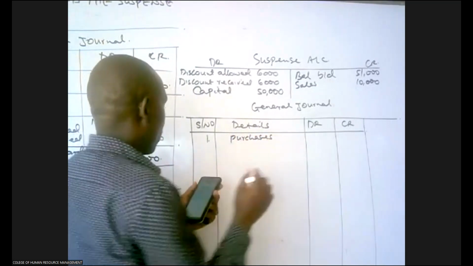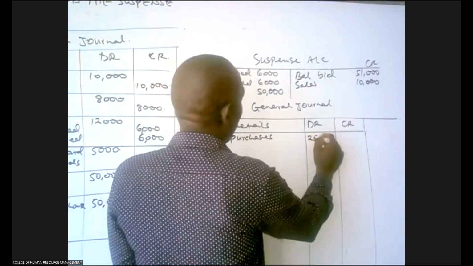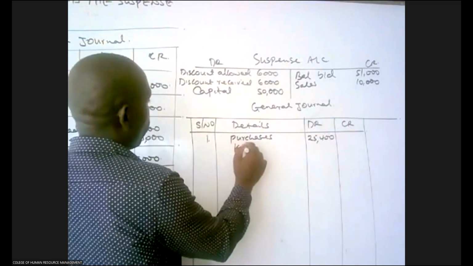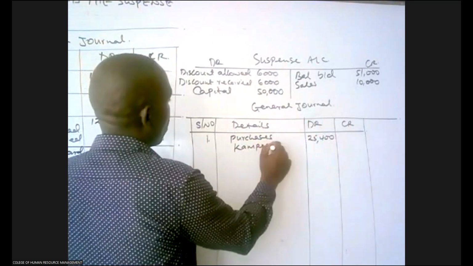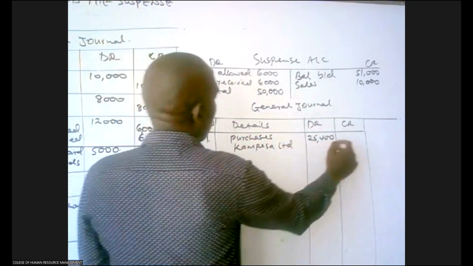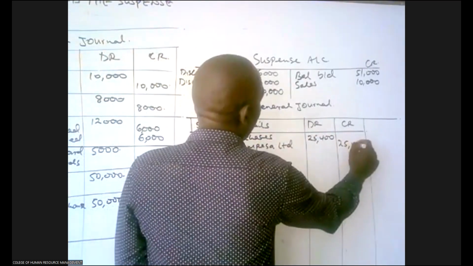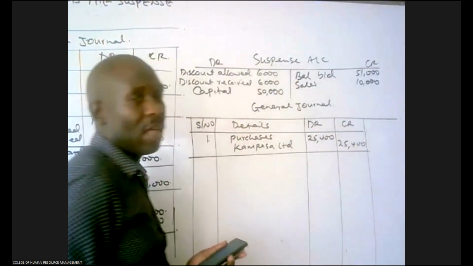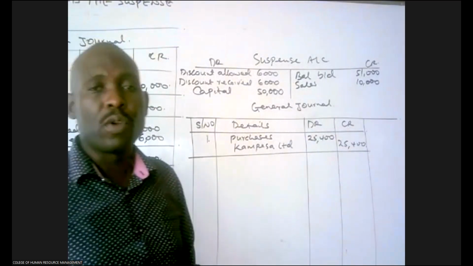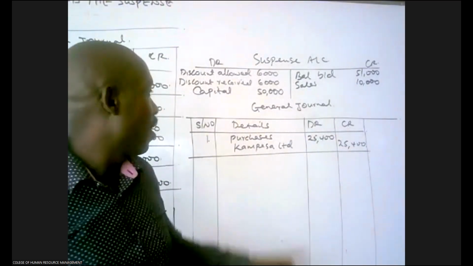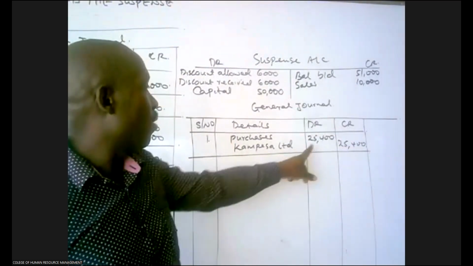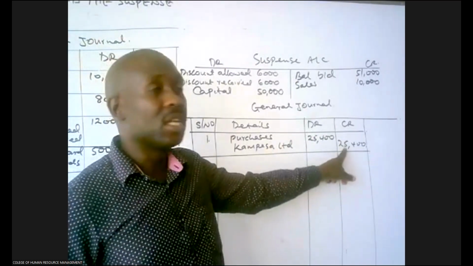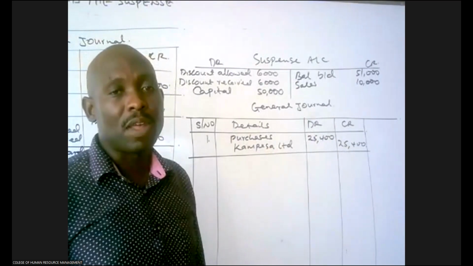So we should debit purchases by 25,400. Then we credit the supplier, who is Campesa Limited, by 25,400. As simple as that. You record it. If we could have posted them in the ledger accounts, purchases could have been debited. That's why the figure is on the debit side. Campesa being a supplier is a liability, we could have credited by 25,400.